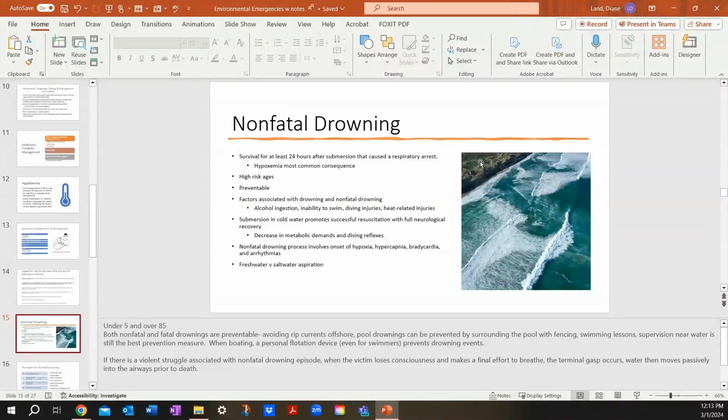non-fatal drowning care. Submersion in cold water promotes successful resuscitation because it decreases metabolic demands, and they lose their dive reflex, and that way we also have to treat the hypothermia. The non-fatal drowning process involves onset of hypoxia because if they're drowning, they're not getting oxygen to their organs and their brain. They usually die of hypoxic brain injury. Well, of course, yeah. And then hypercapnia, too much CO2, bradycardia, and arrhythmias.